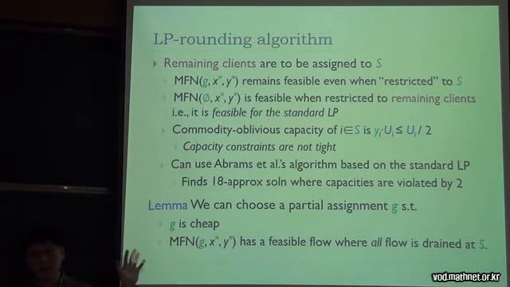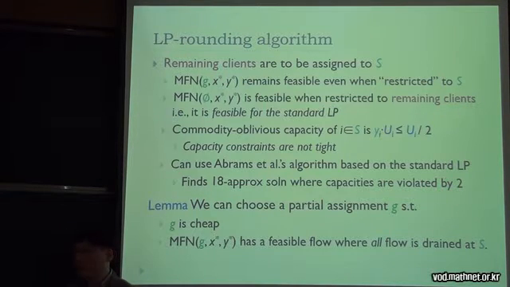Now, one thing I mentioned in the previous slide is that even though standard LP does not give any reasonable bound for our problem, it does give a good bound for many of the relaxed problems. One of the relaxed problems was the capacitated facility location problem, where some of the capacities are allowed to be violated, but as long as it's violated by some provable factor. In particular, Abrams et al. gave an approximation algorithm that gives an 18 approximation solution where the capacities can be violated by a factor of 2.